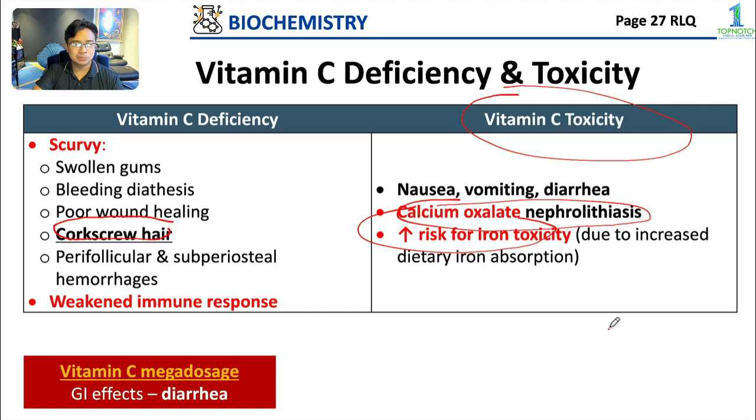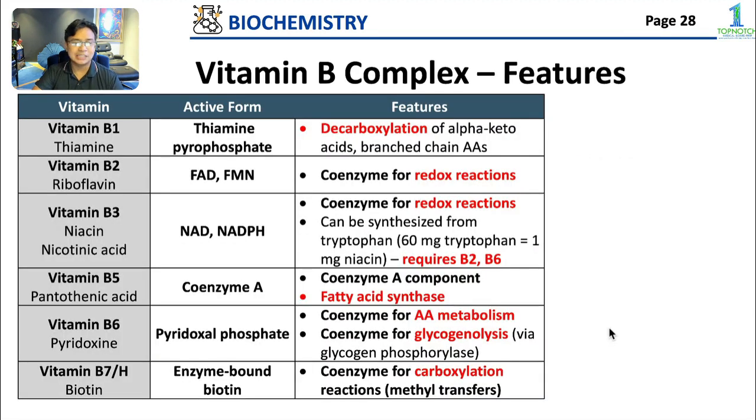Now we head to your water-soluble vitamins. The rest of them, your vitamin B complexes. Now first, take note of their active forms and common names. B1 thiamine, your thiamine pyrophosphate. B2 riboflavin, FAD and FMN. B3 niacin, nicotinic acid. Active form, NAD and NADPH. B5 your pantothenic acid, your coenzyme A. B6 your pyridoxine, your pyridoxal phosphate. And B7 or H or biotin, your enzyme-bound biotin. Take note of their important functions.